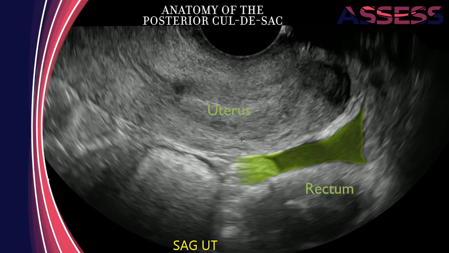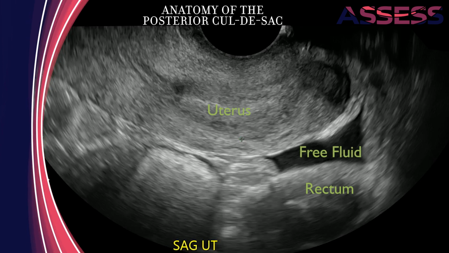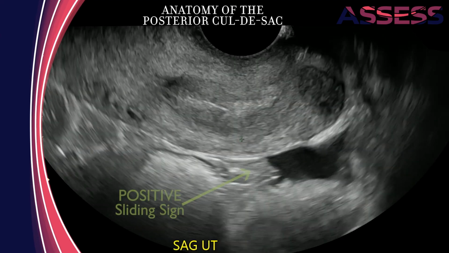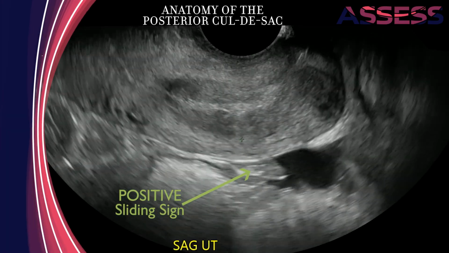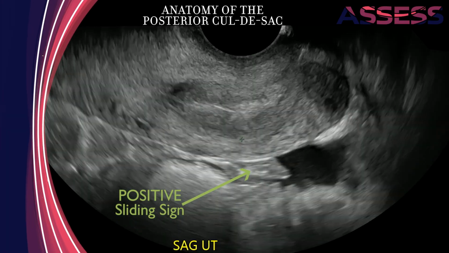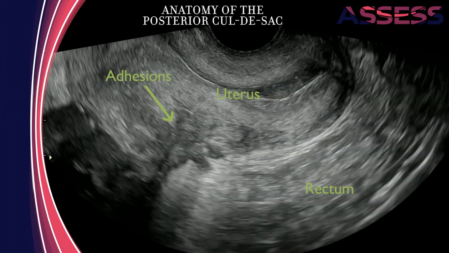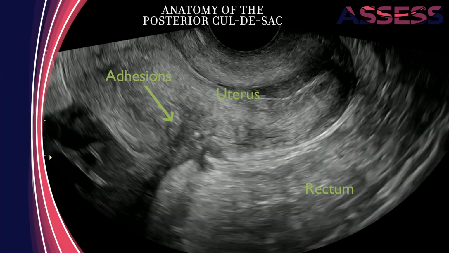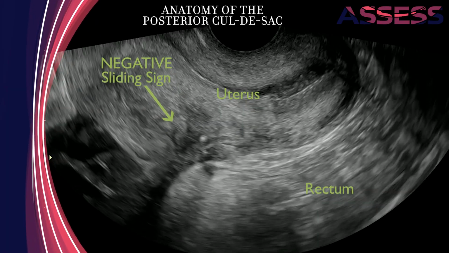In a normal pelvis, this space is a common location to see a small amount of fluid. Normal physiological fluid can be anechoic or have some low-level echoes. When free fluid is present in this area and there is a positive sliding sign posterior to the uterus, it can be said that the posterior cul-de-sac is not obliterated. Posterior cul-de-sac obliteration occurs due to the formation of adhesions between the posterior aspect of the uterus and the surrounding structures. This results in a negative sliding sign.